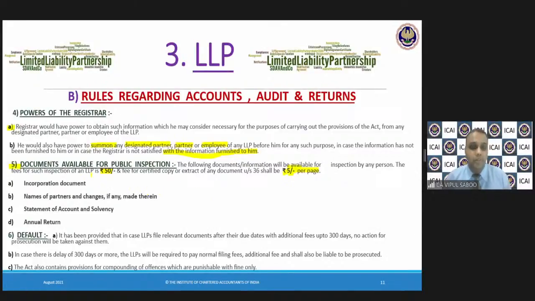What are the documents available for inspection? The incorporation document. What is the incorporation document? The charter of the LLP, the deed. The deed has to be filed electronically with the registrar. It is available to any person who can pay the fee and get this document for reference. Names of partners and any changes made therein.